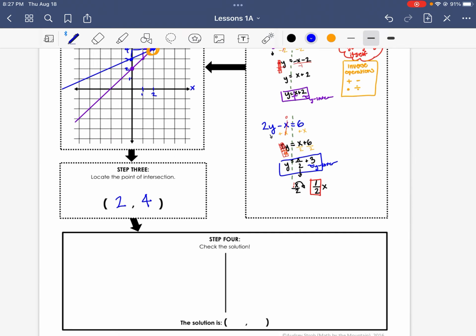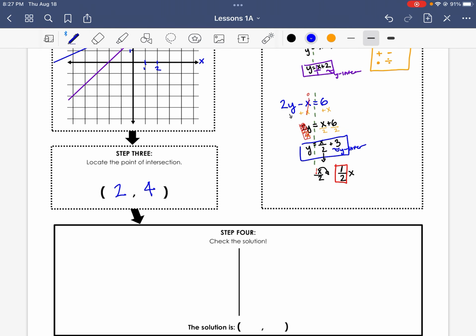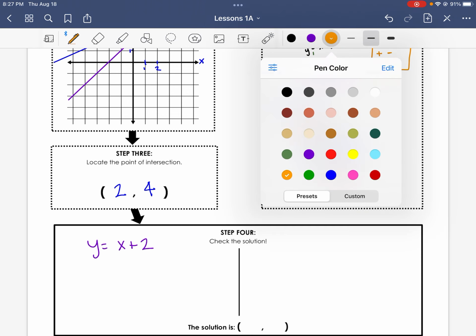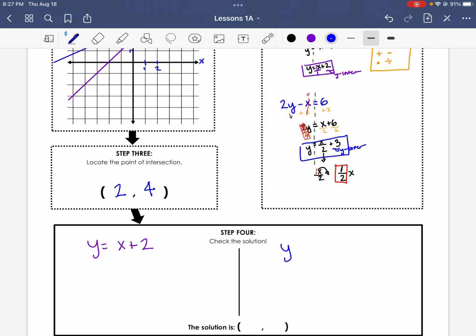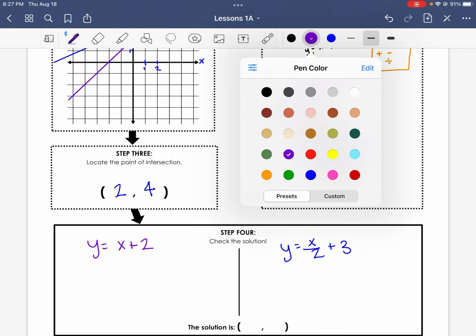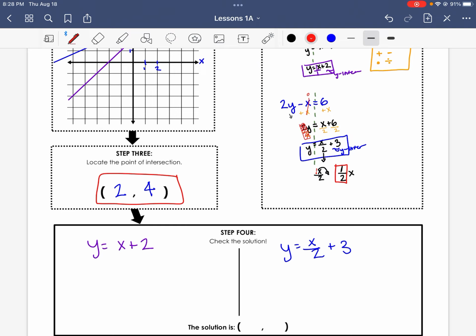Now you can go ahead and check it. So we're going to use our purple equation, y equals x plus 2, and our blue equation, y equals x over 2 plus 3. And you're going to plug in our solution answers to make sure that they work for both equations.